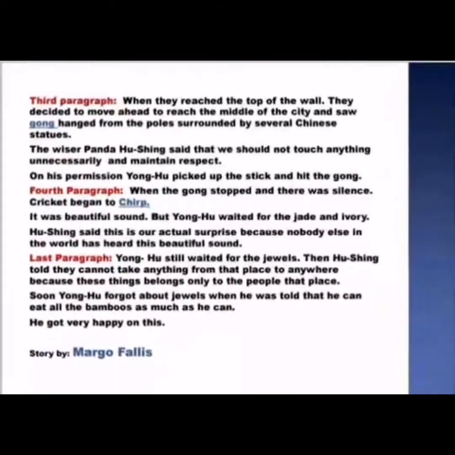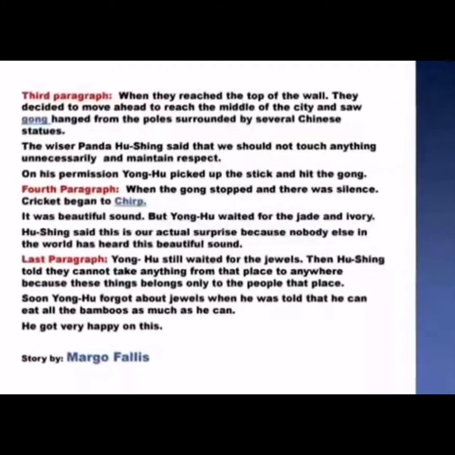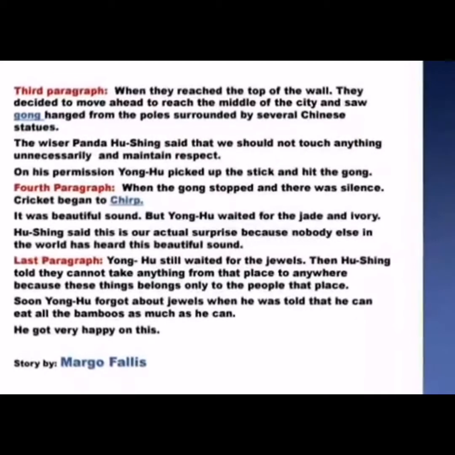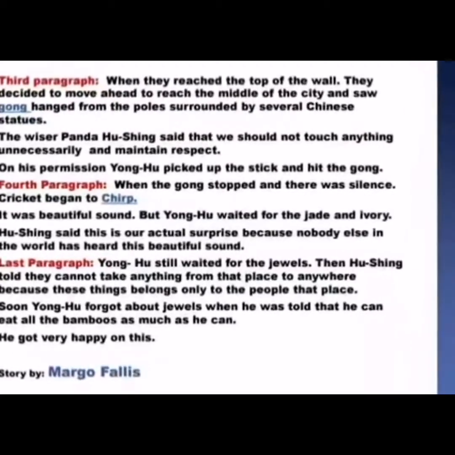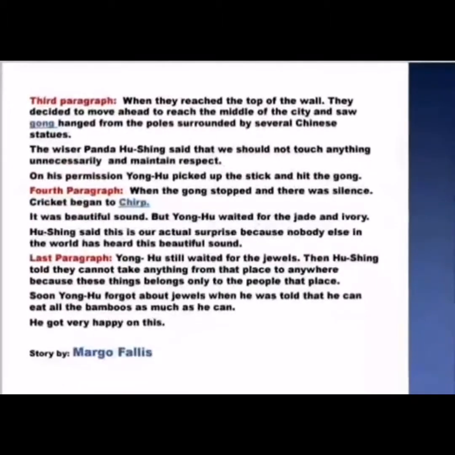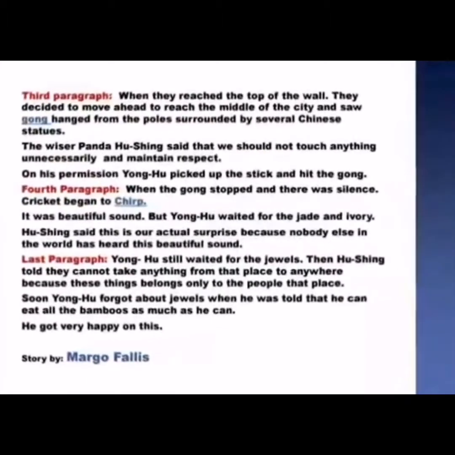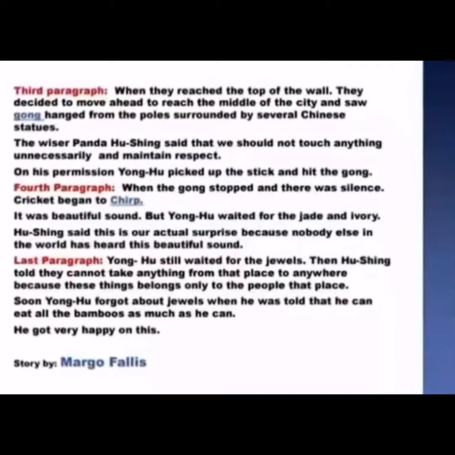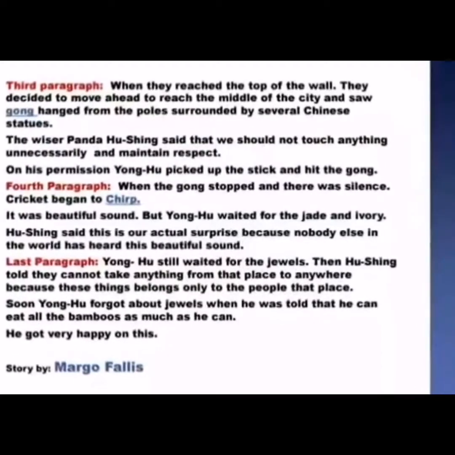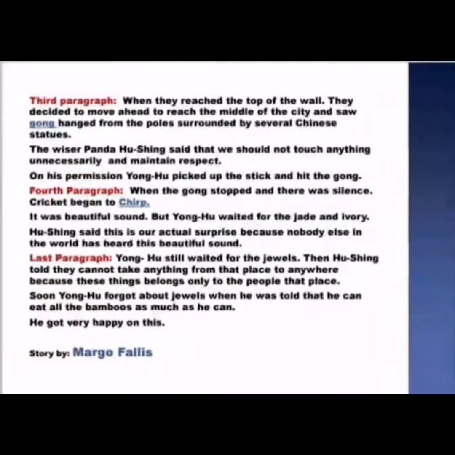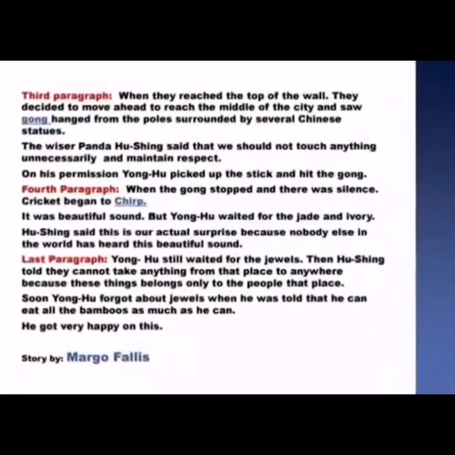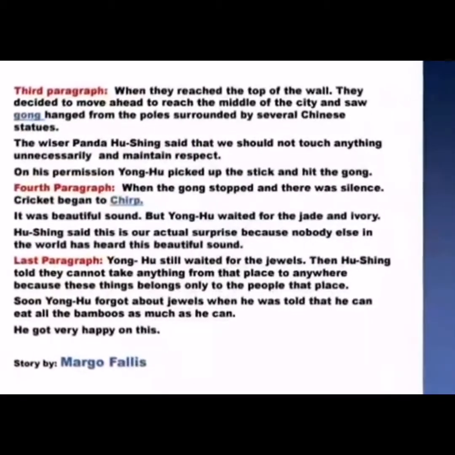The wiser panda Husheng said that we should not touch anything unnecessarily and maintain respect. On his permission, Yonghu picked up the stick and hit the gong. In fourth paragraph, you will see that when the gong stopped and there was silence, the cricket began to chirp. Means the cricket insect began to make a sound which is called chirp.